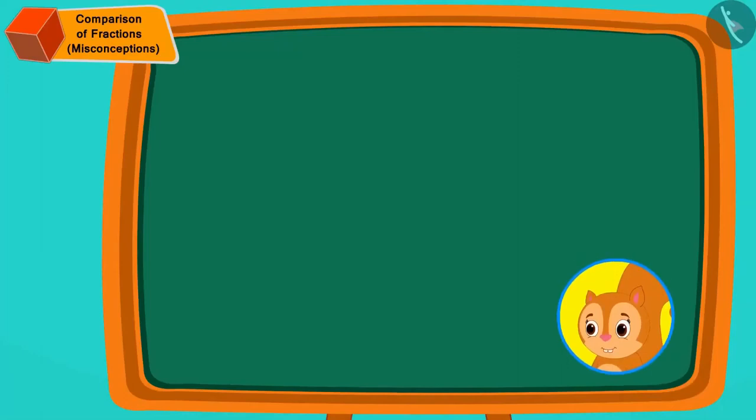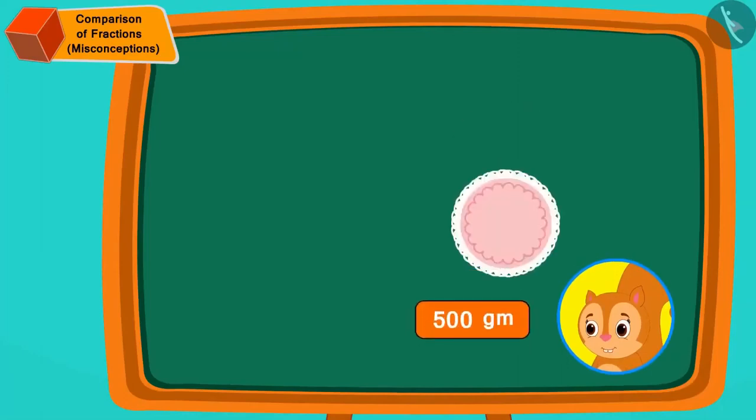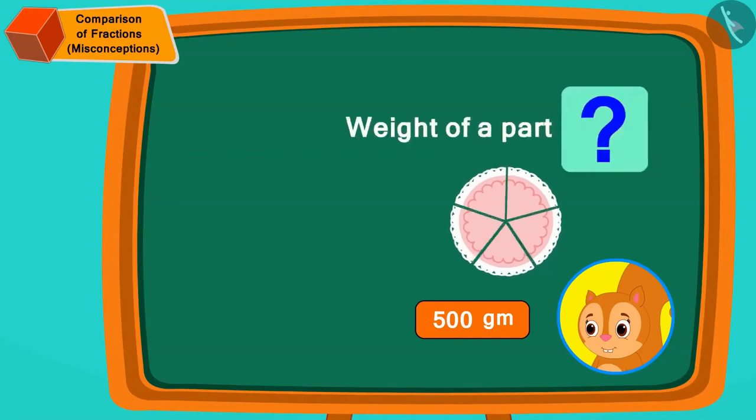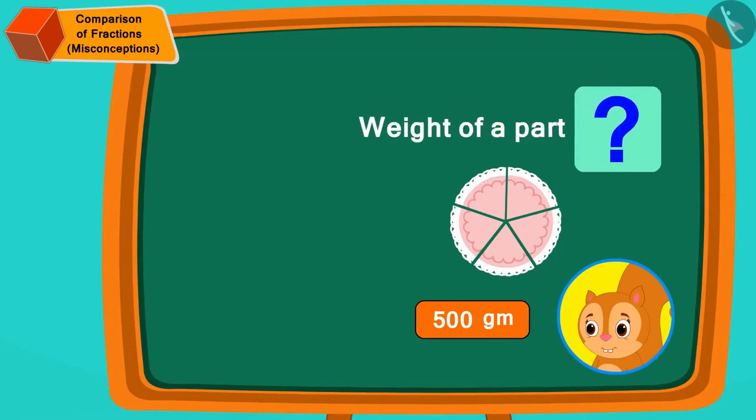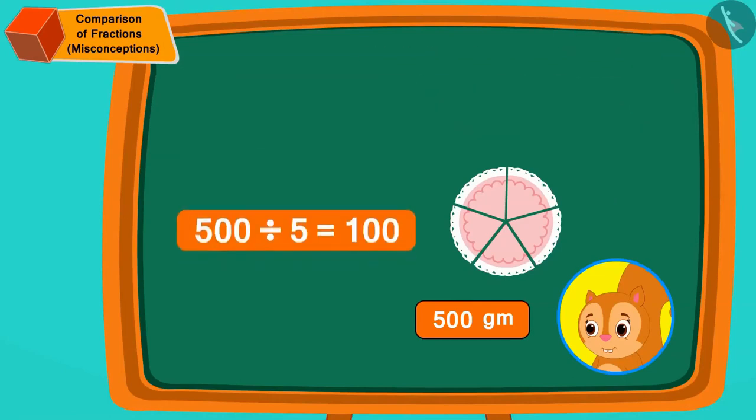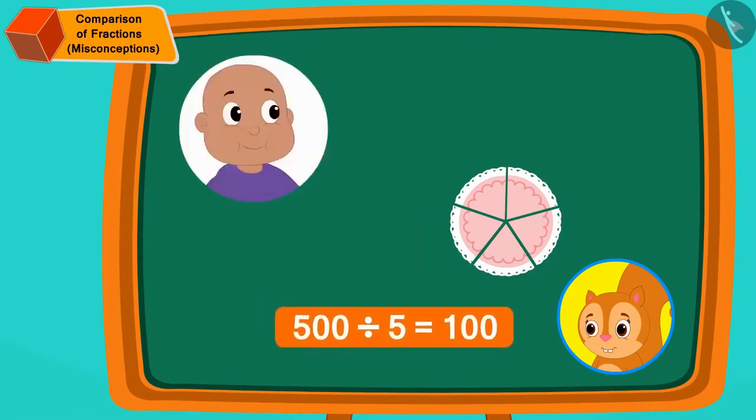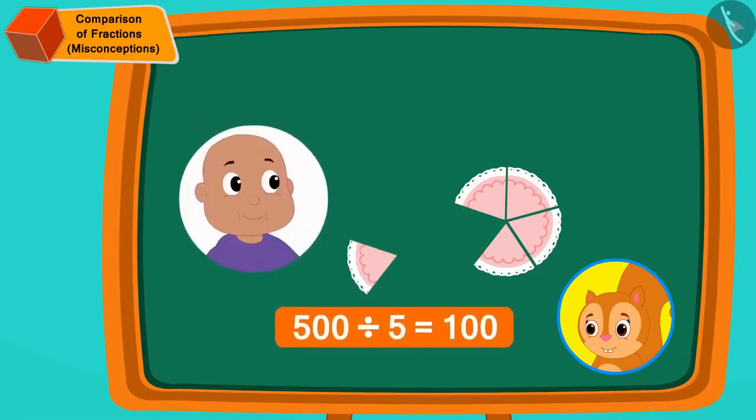Now, Chanda's cake is 500 grams. If we divide it into 5 equal parts, then how many grams is each part? Each part is 500 divided by 5, or 100 grams. In this way, Bablu has got 1 part of Chanda's cake, or 100 grams of cake.